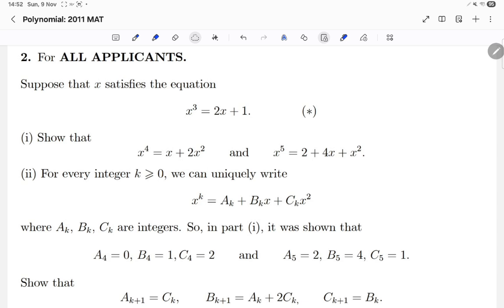Part 1. Show that x to the 4 is x plus 2x squared and x to the 5 is 2 plus 4x plus x squared.